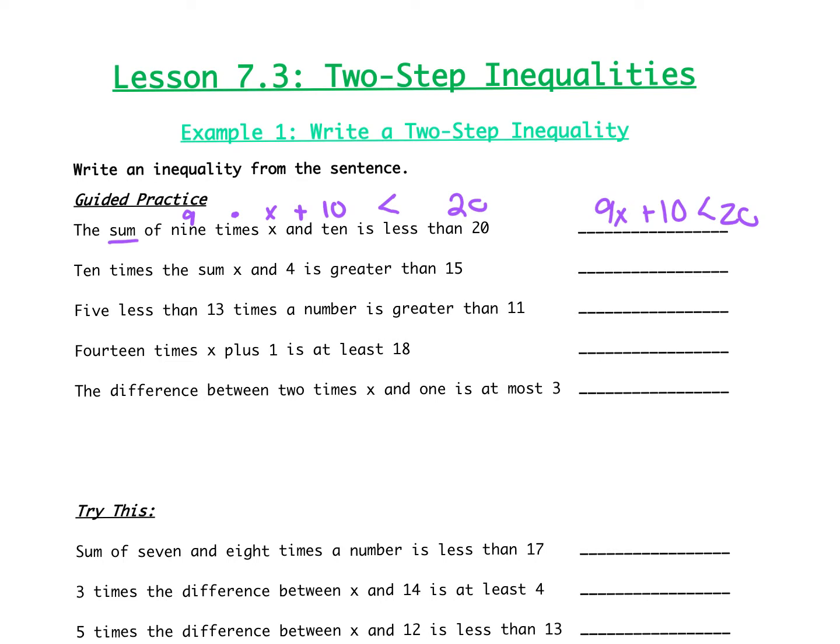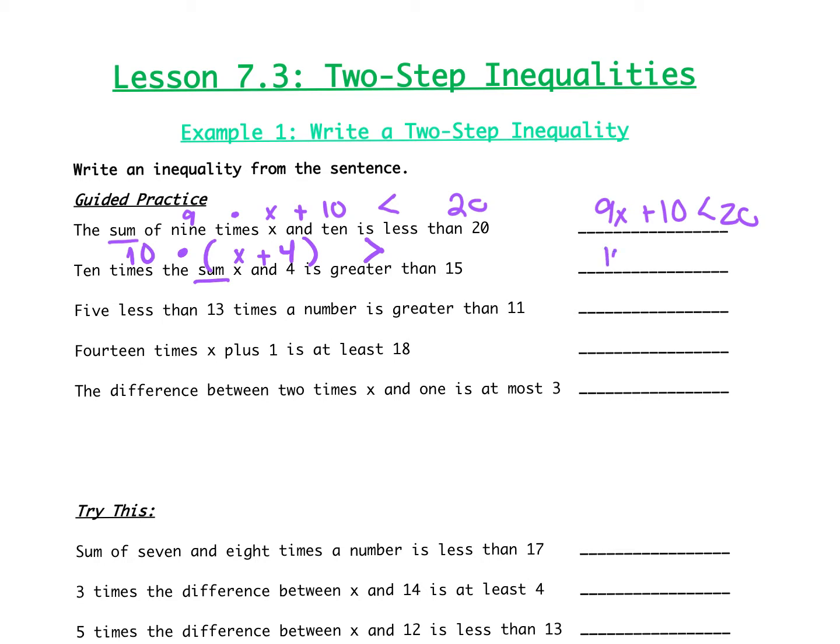So let's start on the next one. 10 times the sum of x and 4 is greater than 15. This one's a little trickier because it may sound like you're doing 10 times x and 4, but you have to see x and 4 as a sum. Sum means we're adding, so x and 4 are being added. 10 times that means we put those numbers in parentheses. So when you see 10 times the sum or the difference of something, or a number times the sum or difference, that usually means you put that sum or difference in parentheses. And is greater than gives us a greater than sign, 15.